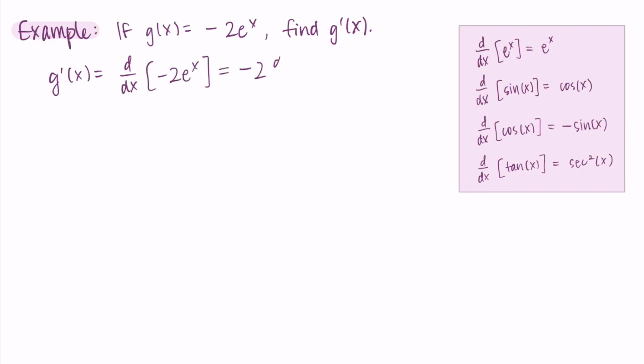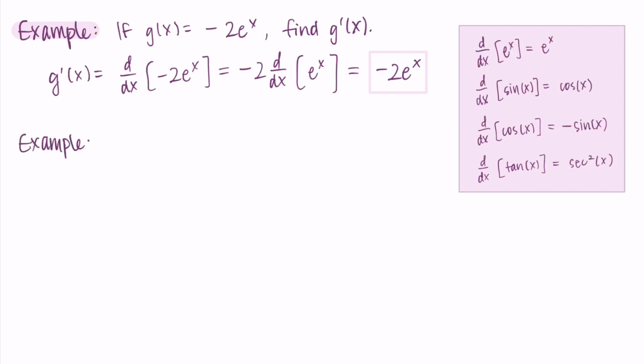So just rewriting it, but then I can factor that negative 2 out using the constant multiple rule. And then we're just left with negative 2 times the derivative of e to the x. The derivative of e to the x is itself, so we end up with negative 2 e to the x. Turns out this function is its own derivative. Alright, so that was an example with e to the x.